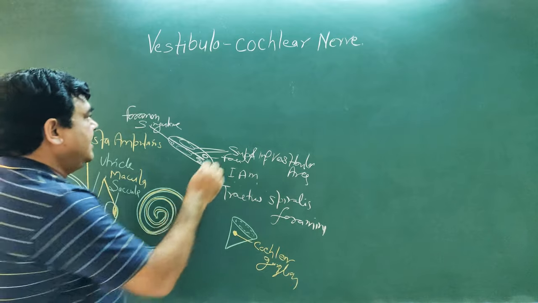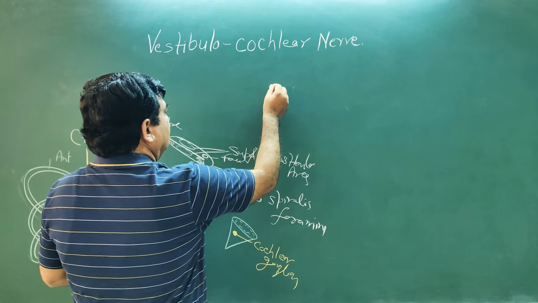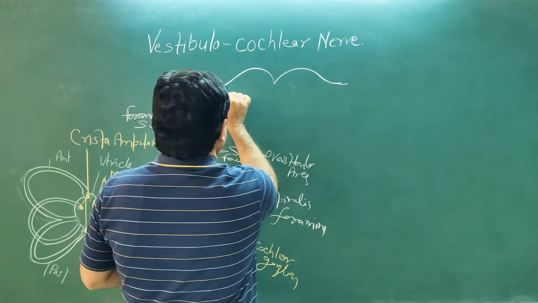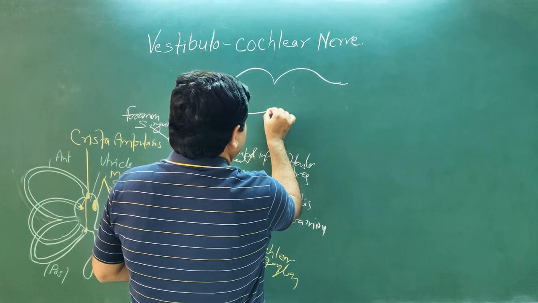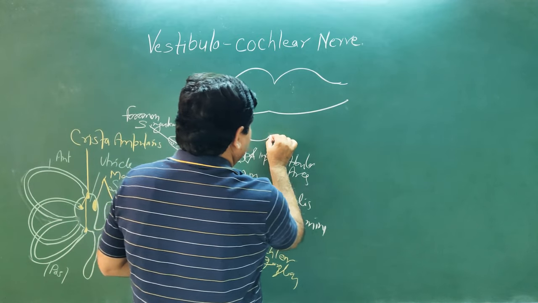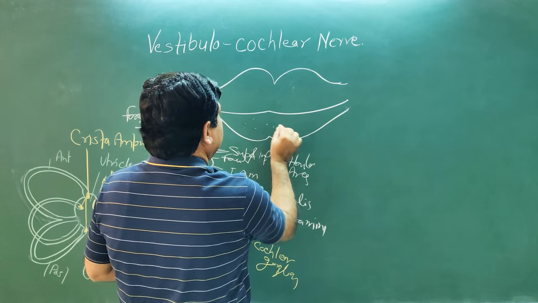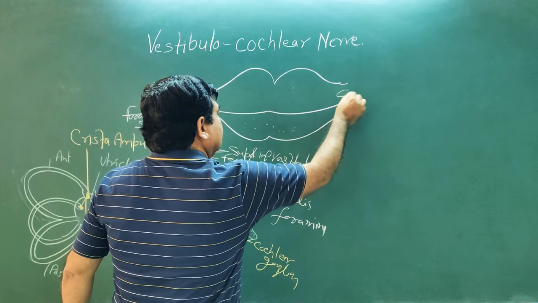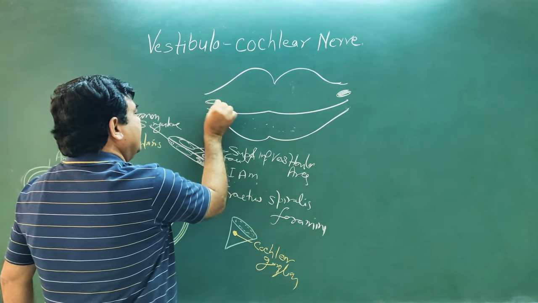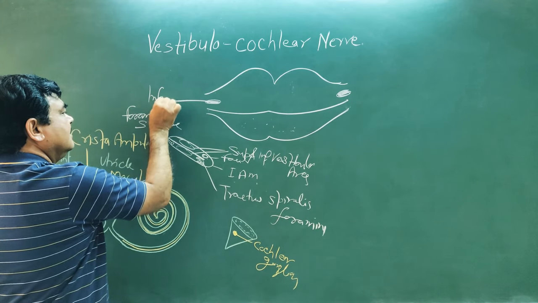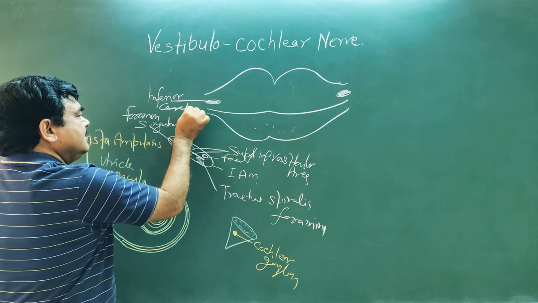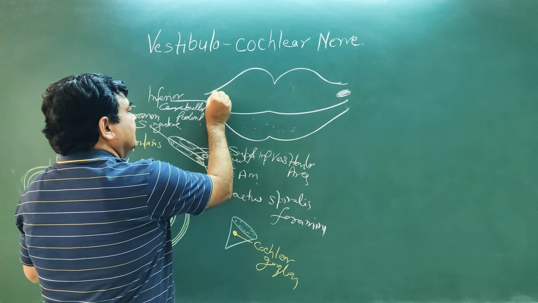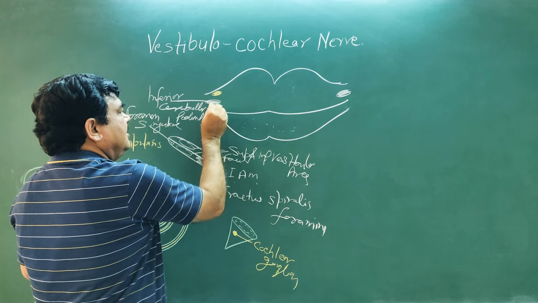And if you see another diagram after this, this is a transverse section of the pons. At the inferior level, this is the inferior cerebellar peduncle. If you see, here is the dorsal cochlear nucleus, and here is the ventral cochlear nucleus.